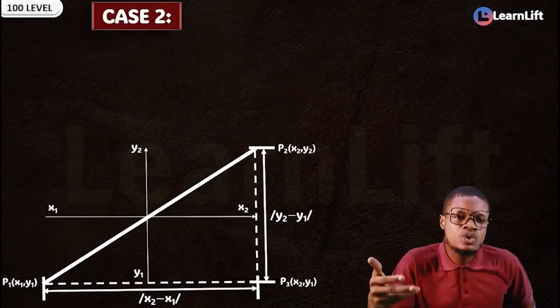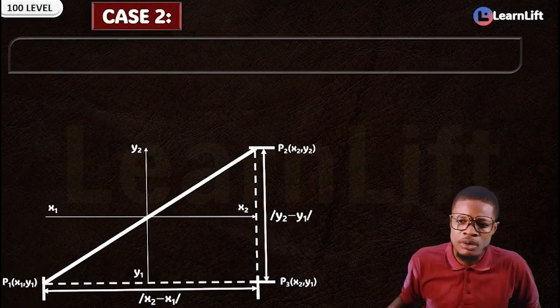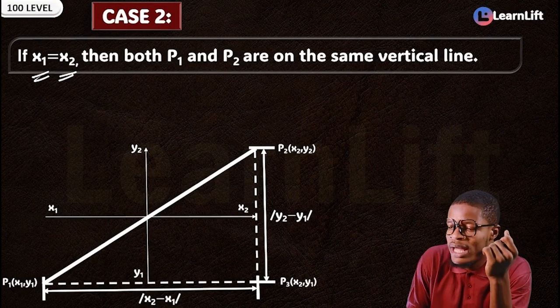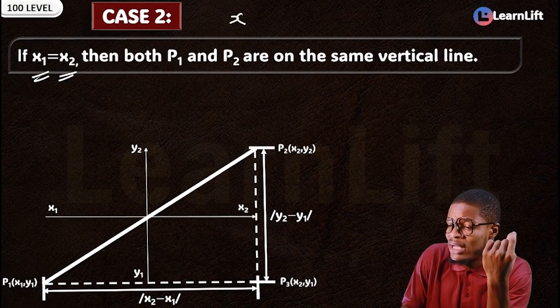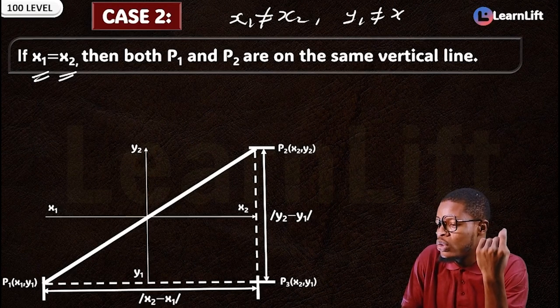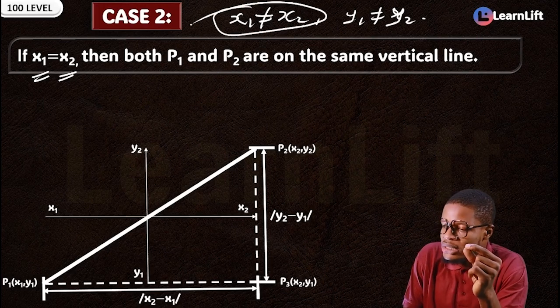In case 2, what is it that can possibly happen? Follow me very quickly. In case 2, it's possible that x1 is equal to x2. You know that in case 1, x1 is not equal to x2, and y1 is not equal to y2. But in case 2, it's possible that x1 is equal to x2.